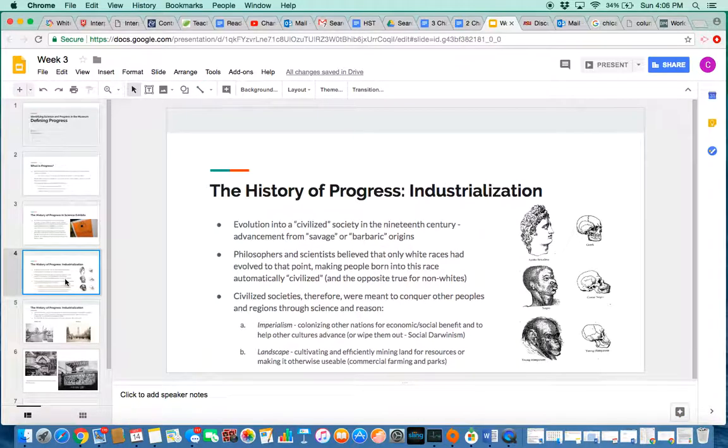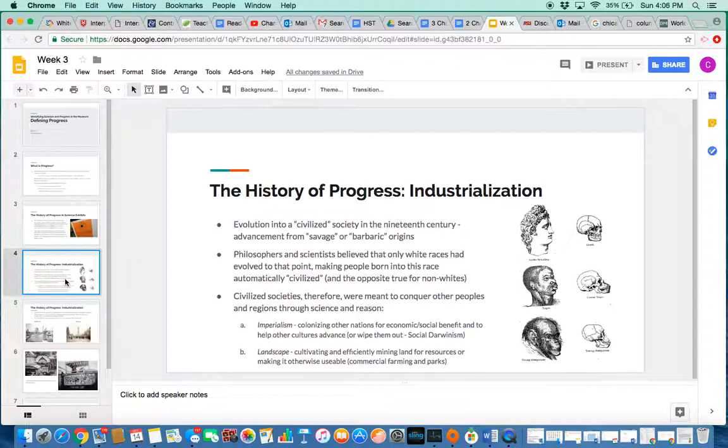So the industrialization period, the 19th century for the most part, has some very clear ideas about progress that are tied to ideas of science and ideas of race. This is something that probably most of you have heard about in some capacity from taking a survey level American history course or Western Civ course.